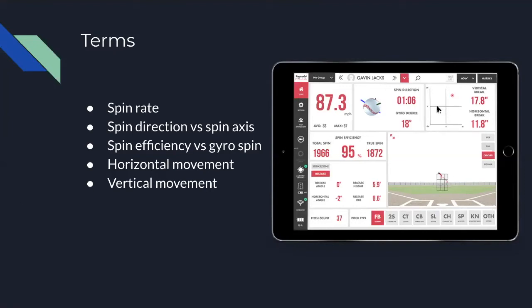Okay. And then usually some deviation of some guys will throw more of a gyro slider. Okay. That'll plot over here. Other guys will throw more of a slurve that'll have both some glove side movement and some depth to it. Again, that's just dependent on the guy.